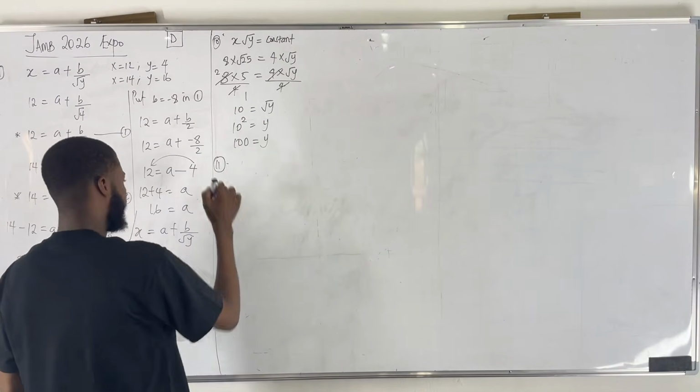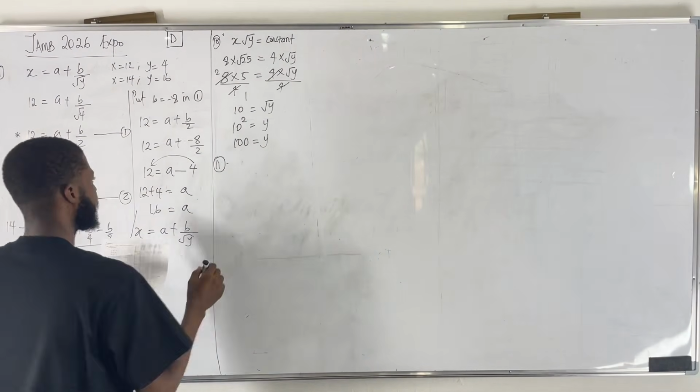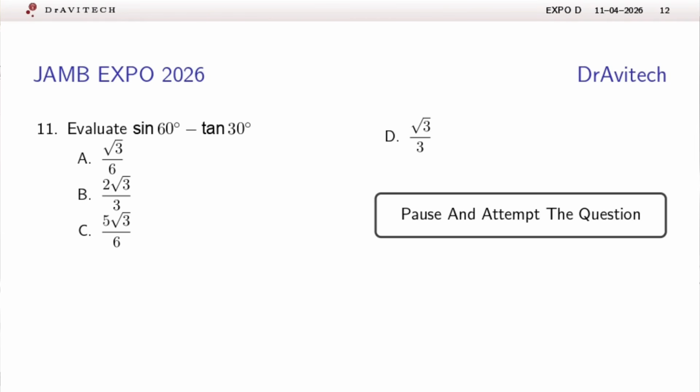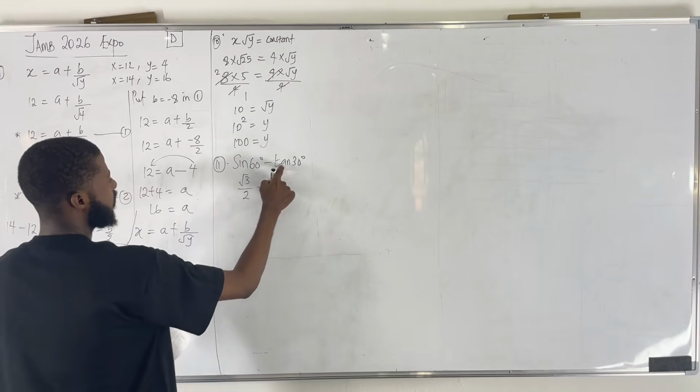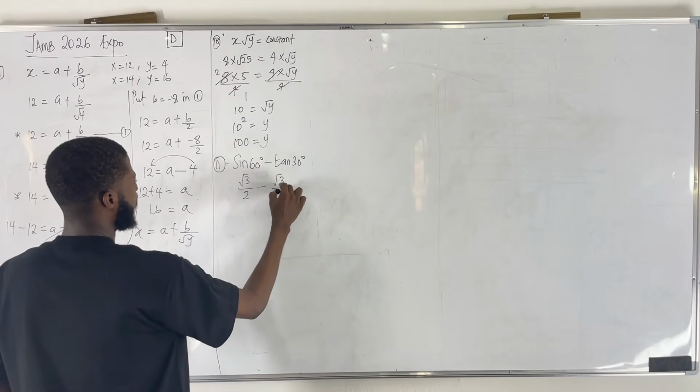The next one is number 11. Number 11 says, evaluate sine 60 degrees minus tan 30 degrees. So first of all, what is sine 60? Sine 60 is root 3 over 2. Then minus, what is tan 30? That's root 3 over 3.